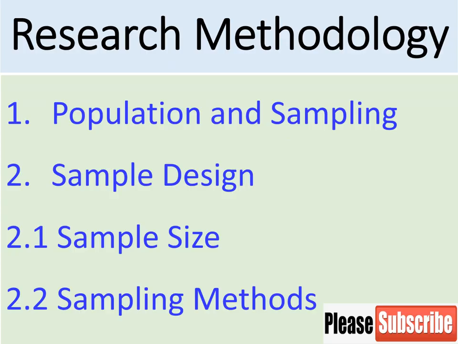In this lesson, I will discuss the most important issues in Chapter 3, which are population and sampling, and the sample design process. Under the sample design process, we will see how we determine the sample size under different conditions and how we select the sampling methods. We will see different sampling methods and also how we select among them.